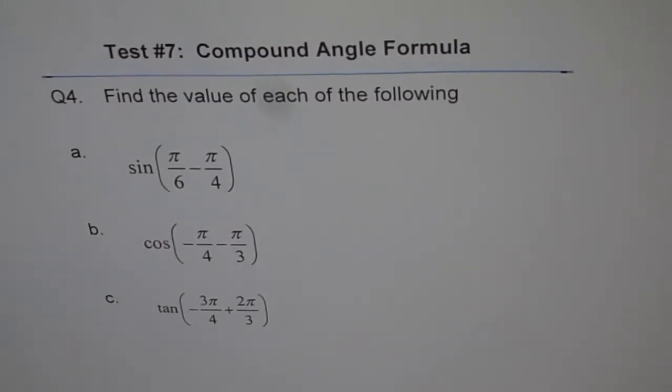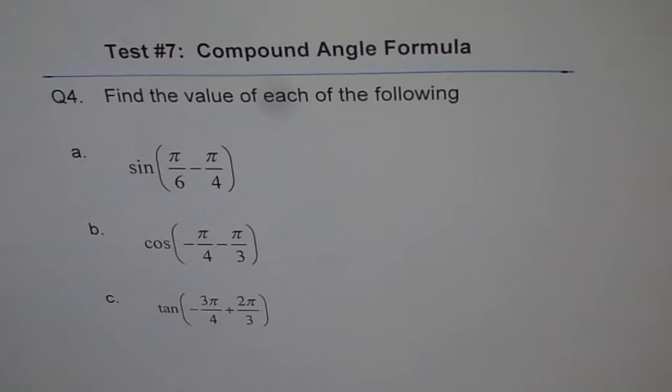Here is your practice test, test 7 on compound angle formula, and question number 4. Find the value of each of the following. A. Sine of pi by 6 minus pi by 4. B. Cos of minus pi by 4 minus pi by 3. And C is tan of minus 3 pi by 4 plus 2 pi by 3.